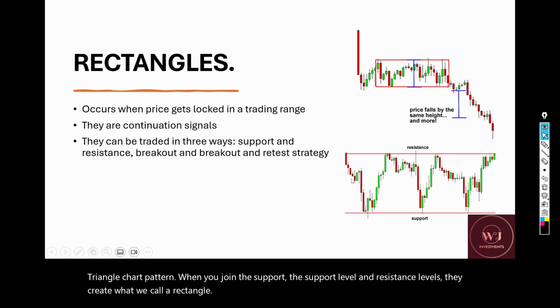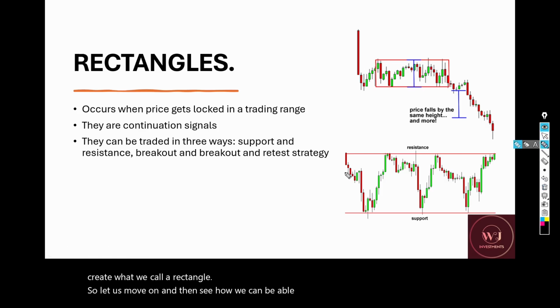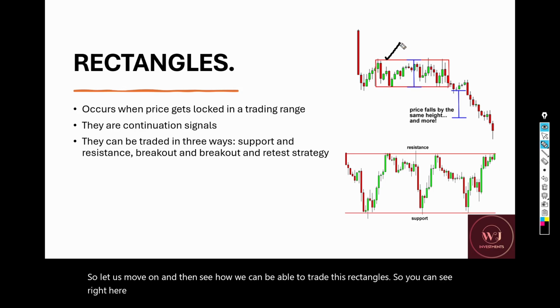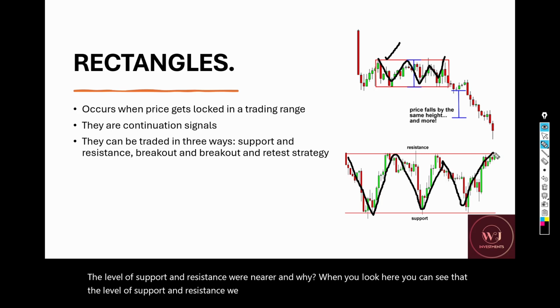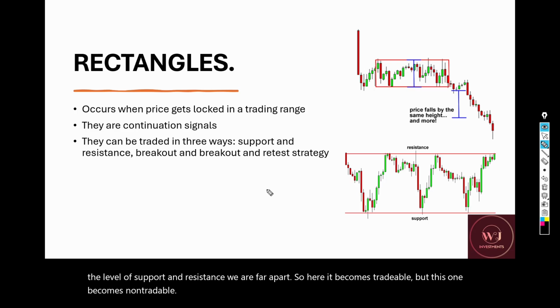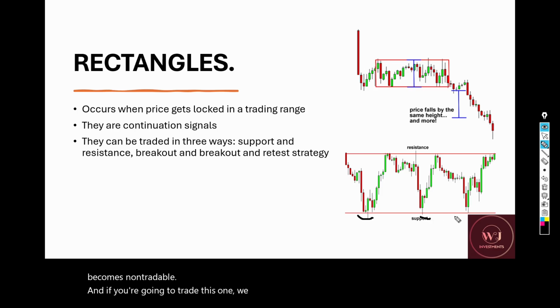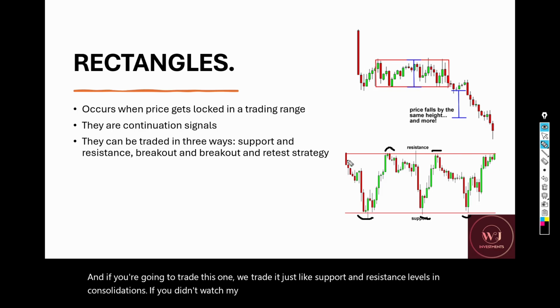So let us move on and see how we can trade this rectangle. You can see right here that the rectangle was small, like the levels of support and resistance were nearer, while when you look here you can see that the levels of support and resistance were far apart. So here it becomes tradable, but this one becomes non-tradable. If you're going to trade this one, we trade it just like support and resistance levels in consolidations. If you didn't watch my previous videos, you can go back and watch them and then come back to this one.